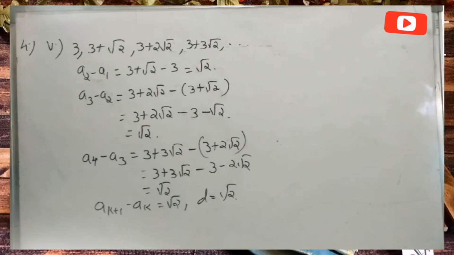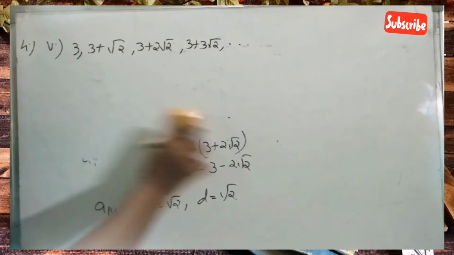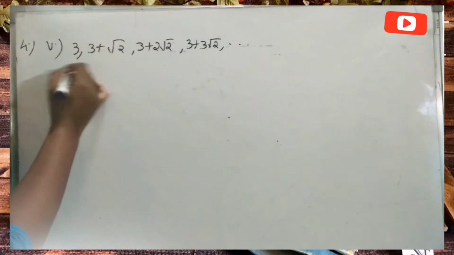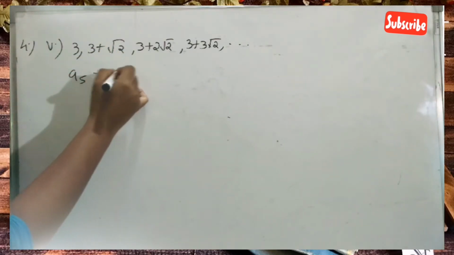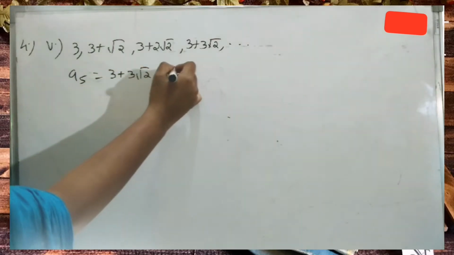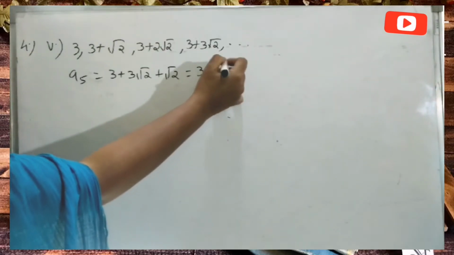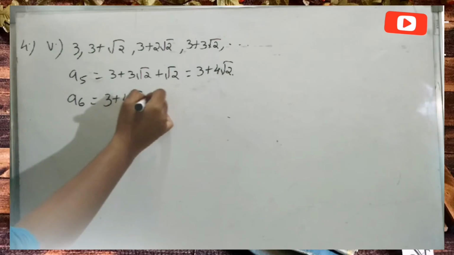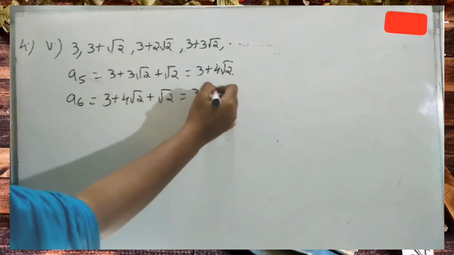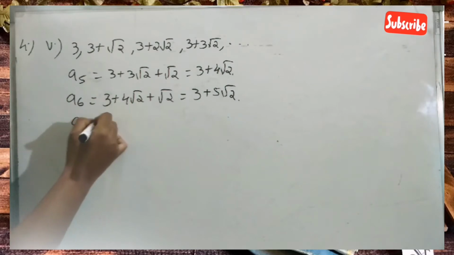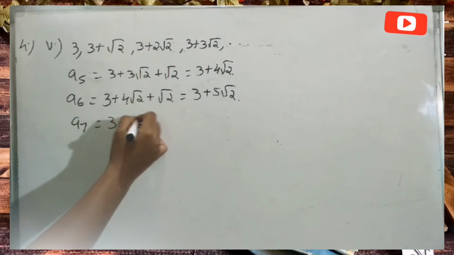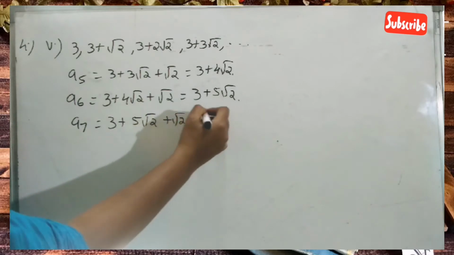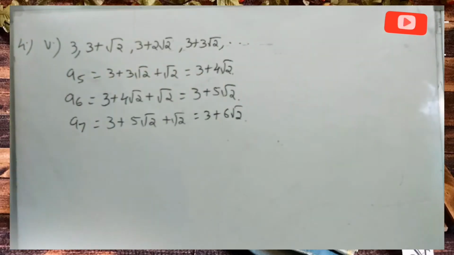Now we need to find 3 more terms. a5 is equal to 3 plus 3 root 2 plus root 2, that is equal to 3 plus 4 root 2. And a6 is equal to 3 plus 4 root 2 plus root 2 is equal to 3 plus 5 root 2. And a7 is equal to 3 plus 5 root 2 plus root 2 equal to 3 plus 6 root 2. Next question.